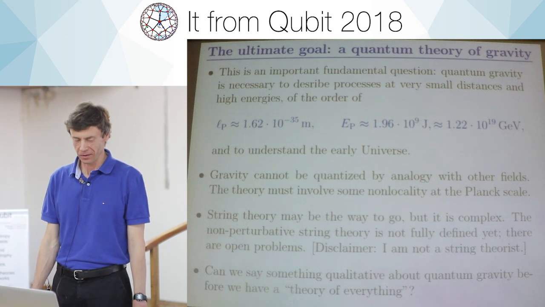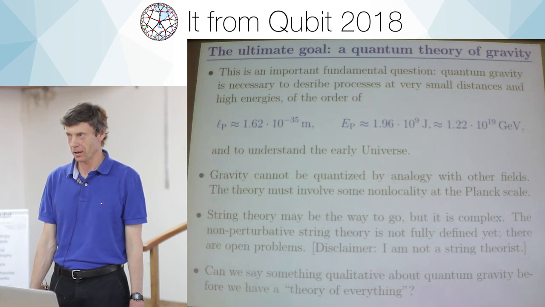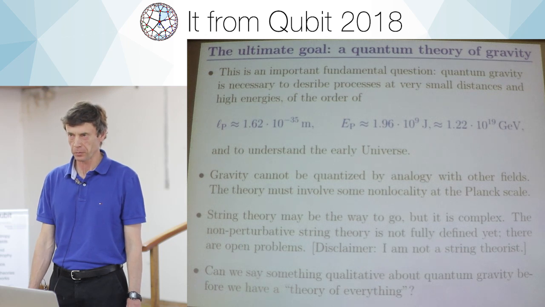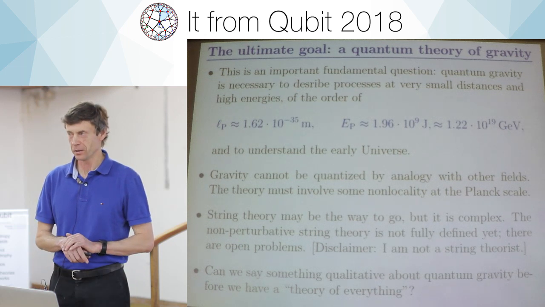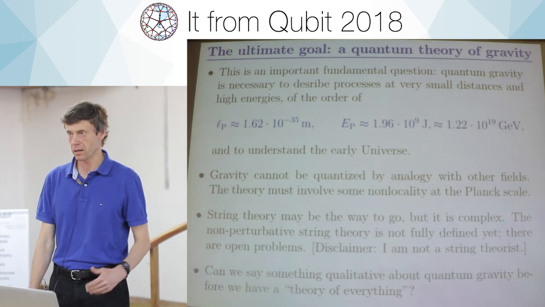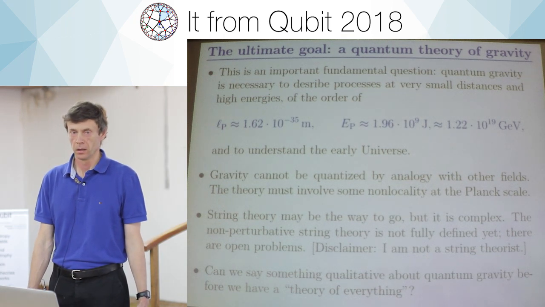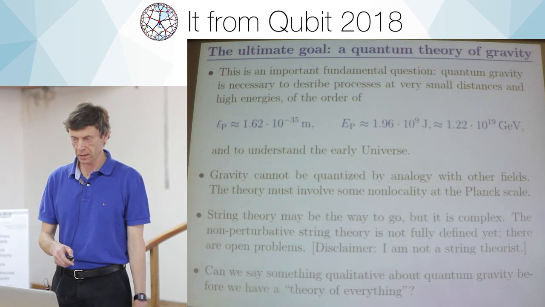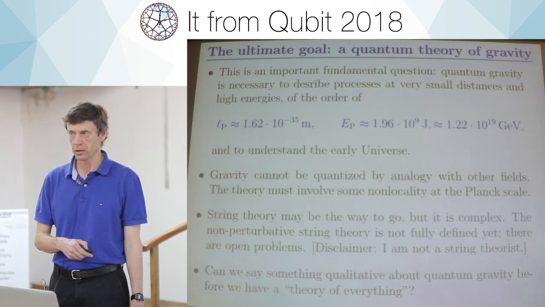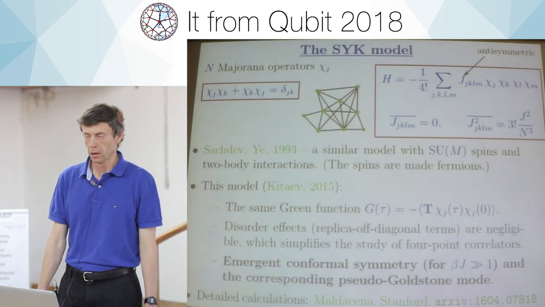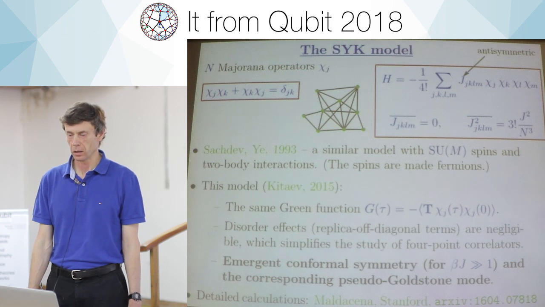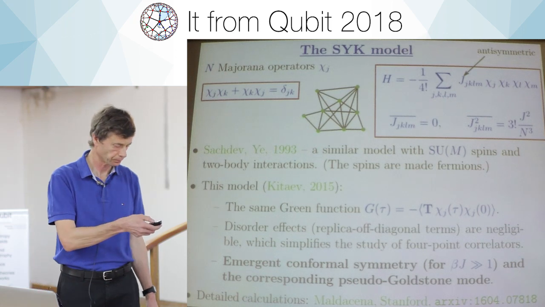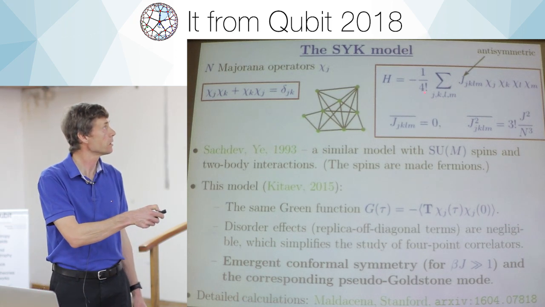The model I'm going to describe is perhaps the simplest one can get that has some similarity with gravity. I'll explain what exactly is similar to gravity and black holes in particular. So the model is just this Hamiltonian.